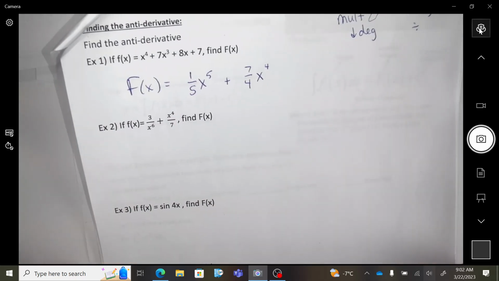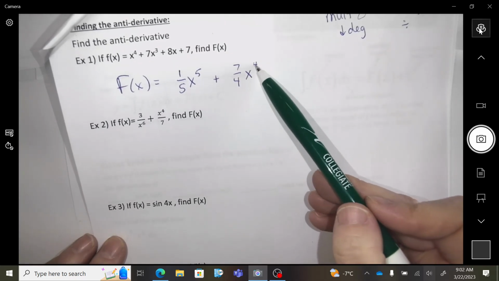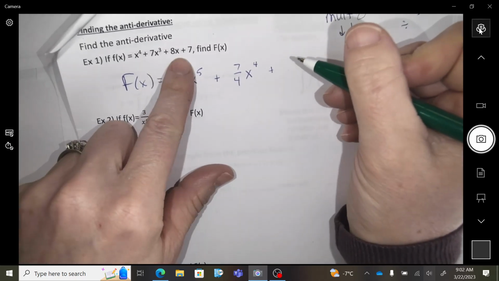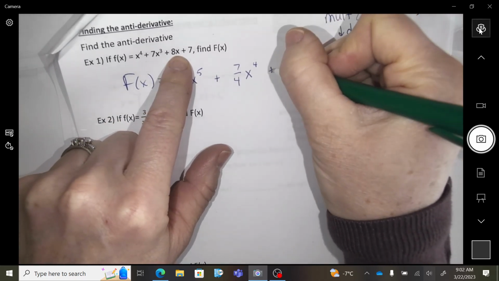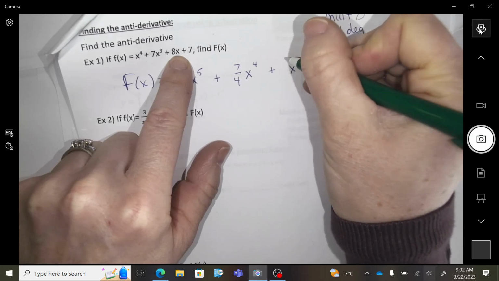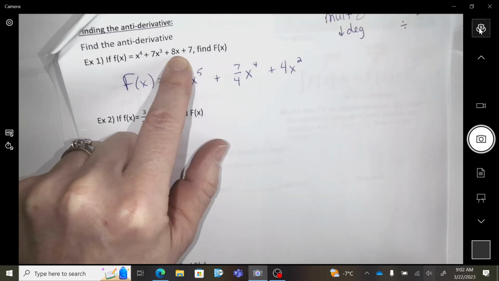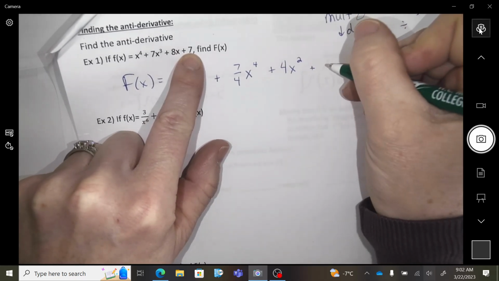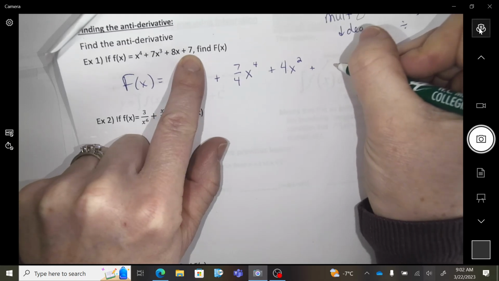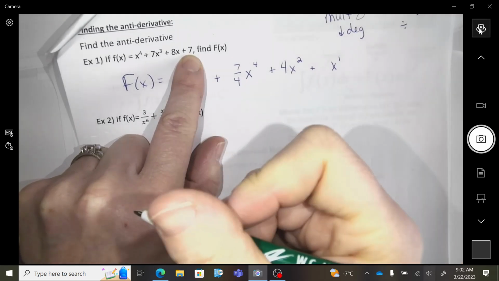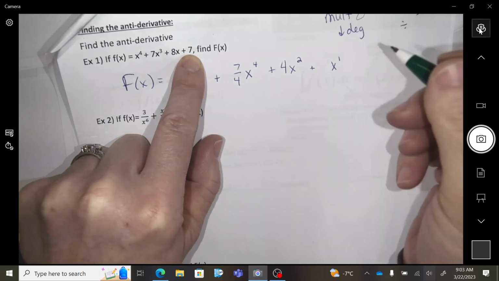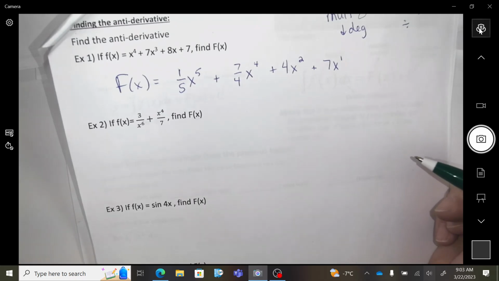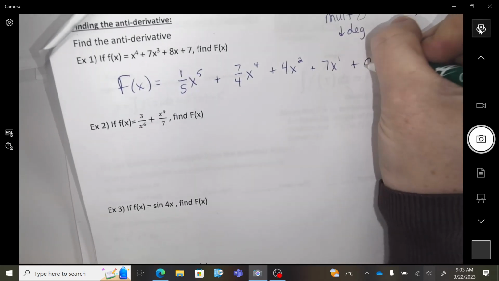Okay, and you can always check, right? You're faster at deriving. Does this times this make that one lower? Yeah. 8x would have started with an x squared, then 8 divided by 2, and 7 would have started with an x to the 1, because there's no x's on it now, and then 7 divided by 1 is just 7. Okay, and there's one more thing we need. We're going to write plus C.